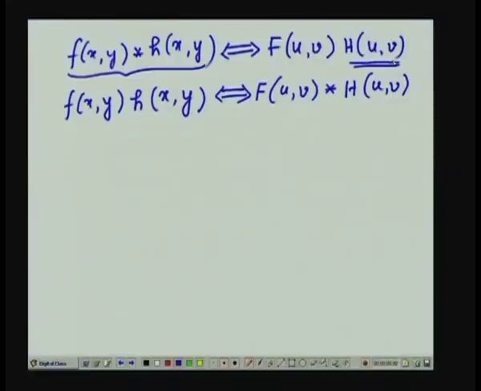Now, to analyze this further, we will take the cases in one dimension and we will consider the filters based on Gaussian functions for analysis purposes.